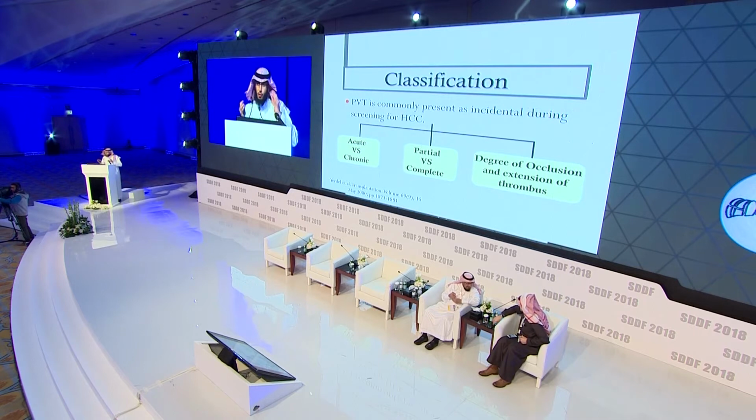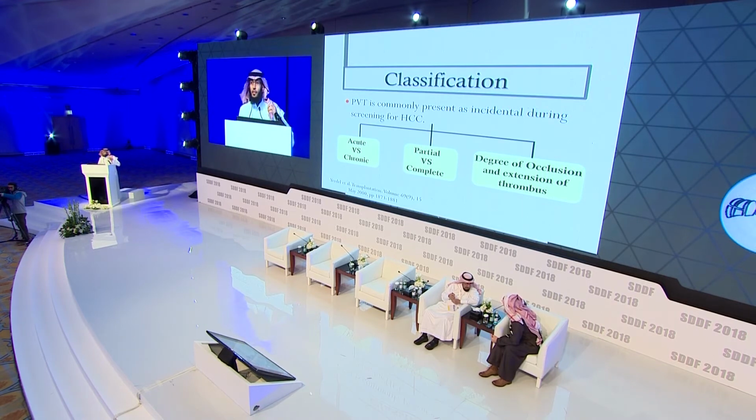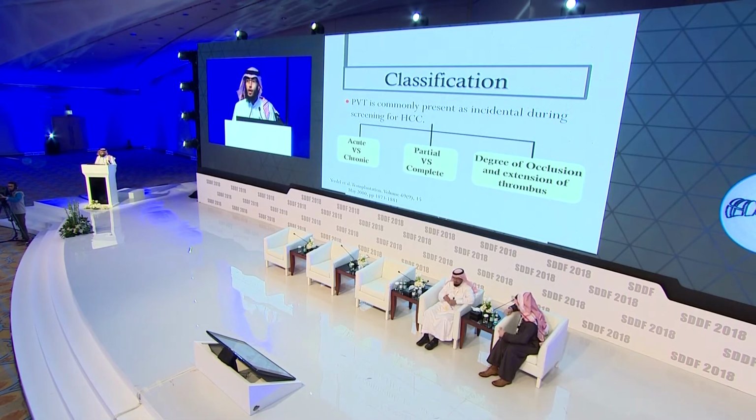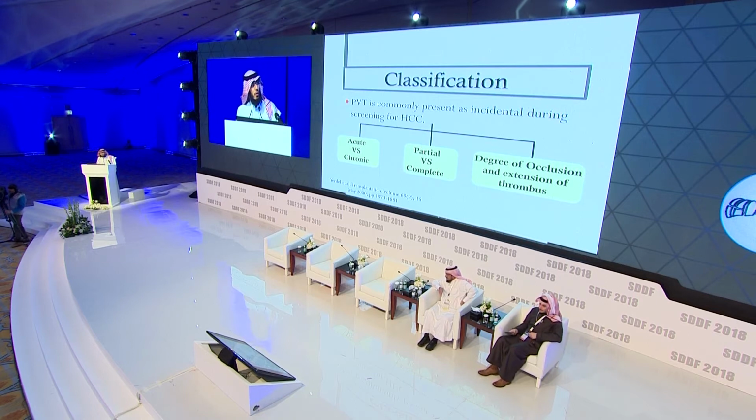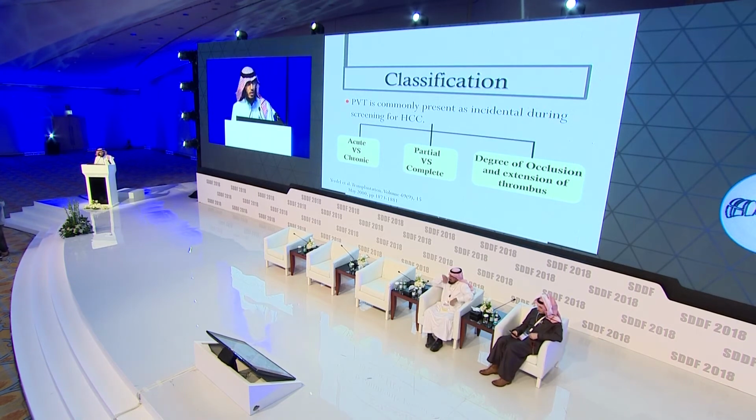So how do you classify the portal vein thrombosis? It can be classified in different ways. It can be classified according to the timing of presentation into acute versus chronic. However, this classification is not very helpful in routine clinical practice since the majority of patients are asymptomatic. And it can be classified radiologically according to the degree of occlusion of the main portal trunk into partial versus complete. And the most useful classification is according to the degree of occlusion of the portal vein and the extension of the thrombus into mesenteric vessels.